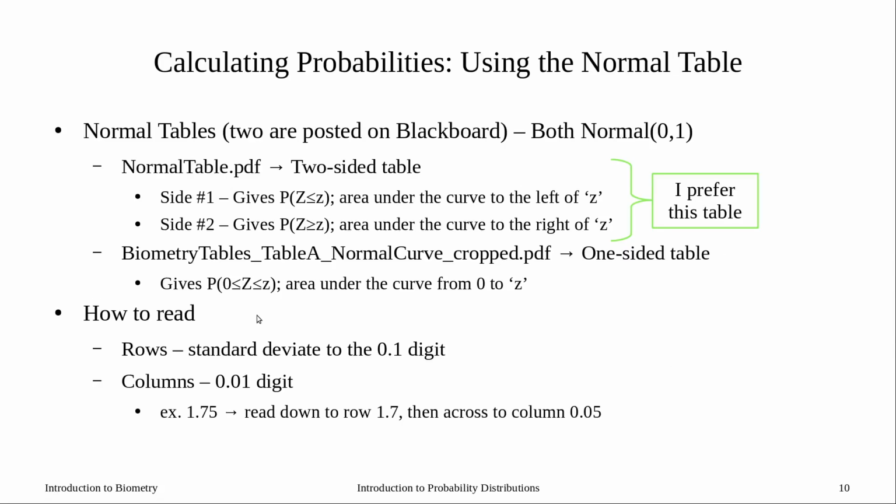So how do we calculate the probabilities? I mentioned we had statistical tables that we can use. We've got two statistical tables on Blackboard that I've posted, and if you do a search, you'll find many more. The one that I prefer is called the normal table. The reason I prefer it is because it's two sides. It's 2 pages. On one page, it gives us the area to the left of our value, and the other page is to the right of our value.